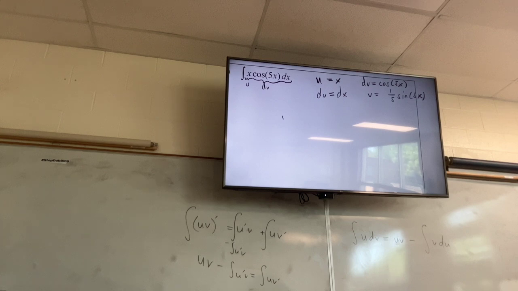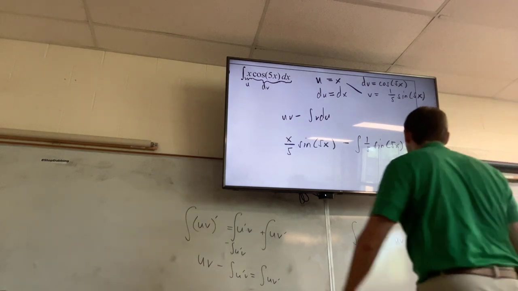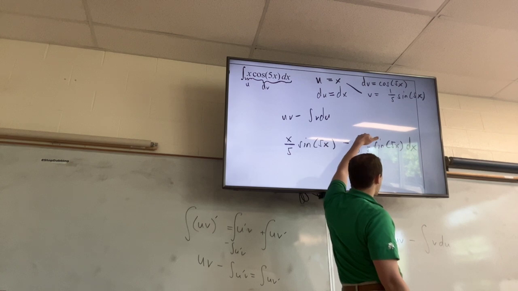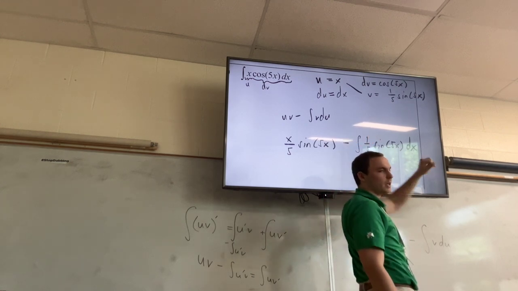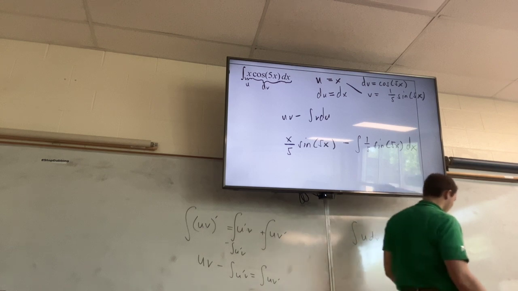So then the formula uv minus the integral of v du, we just plug stuff in. So u times v, multiply these two together: x over 5 sine 5x minus the integral of v du, which is the integral of 1/5 sine 5x dx. This one, what I would do is pull out the 1/5 and do another u sub. So we should probably do that on the board.